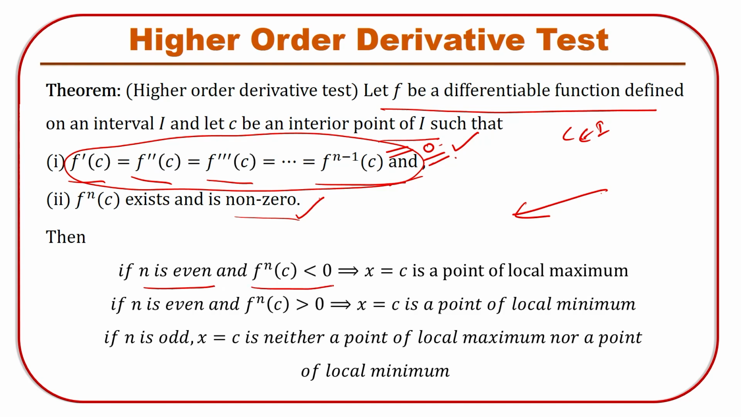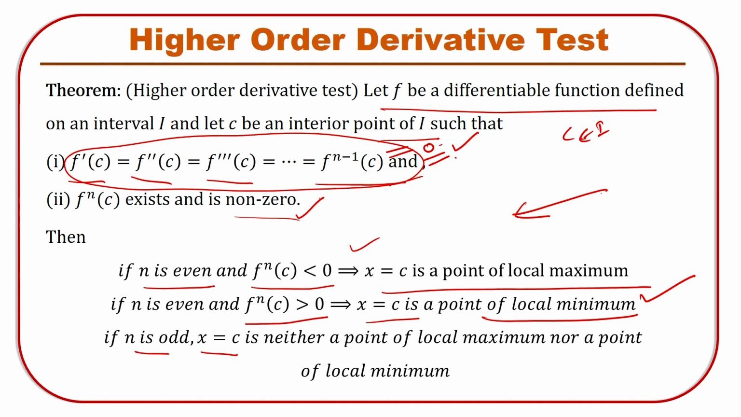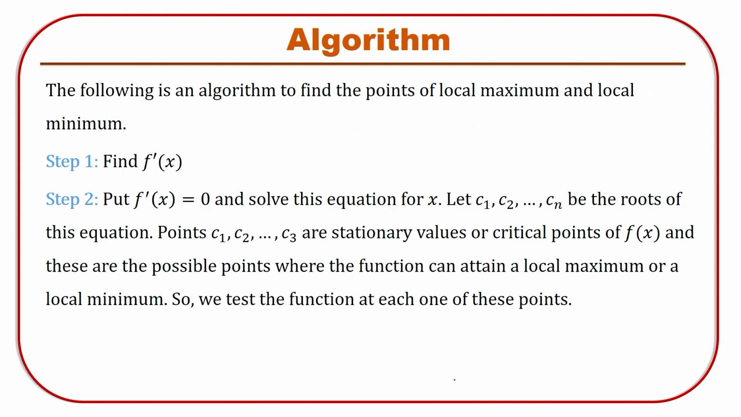Then if n is even and f n of C is less than 0, x equal to C is a point of local maxima, and if f n of C is greater than 0, x equal to C becomes a local minimum. And if n is odd, then x equal to C is neither a point of local maximum nor a point of local minimum.